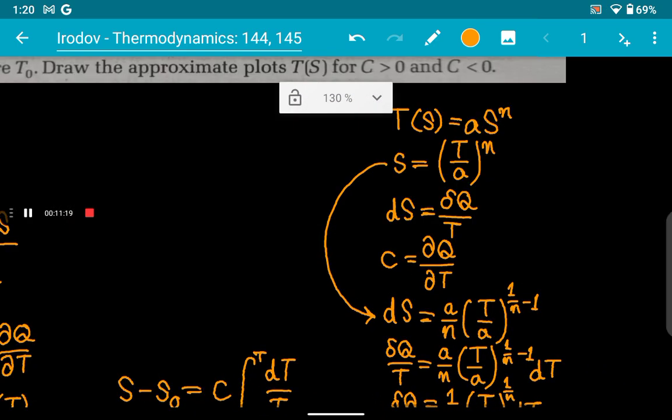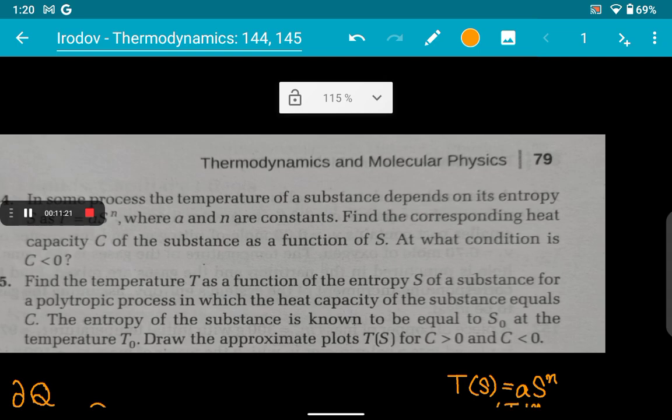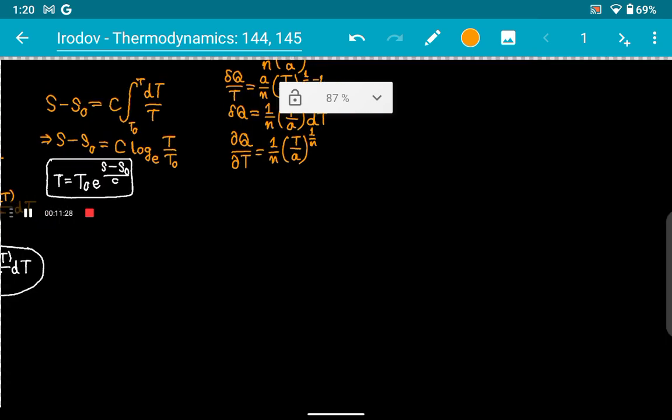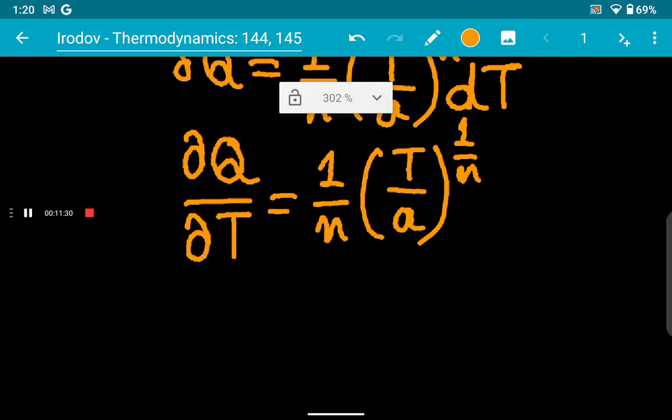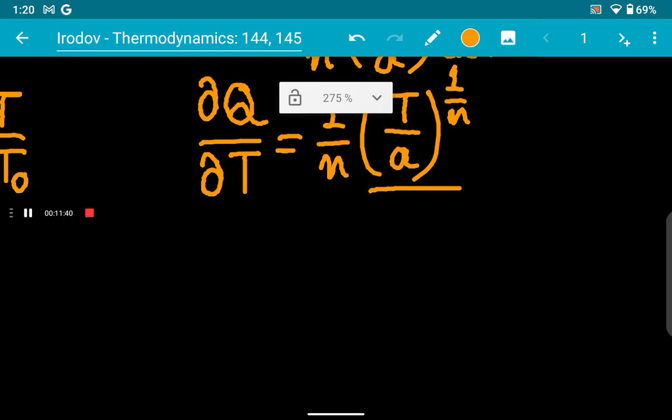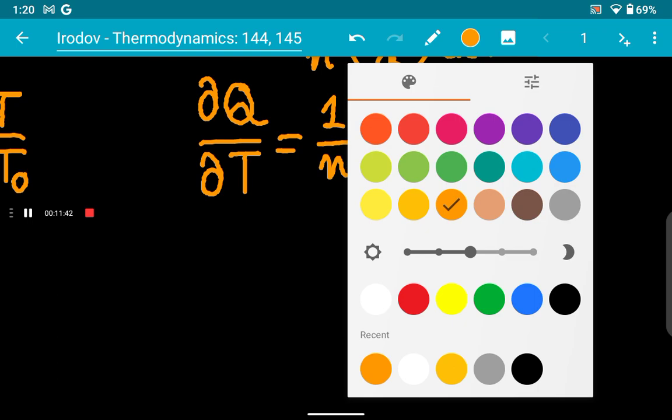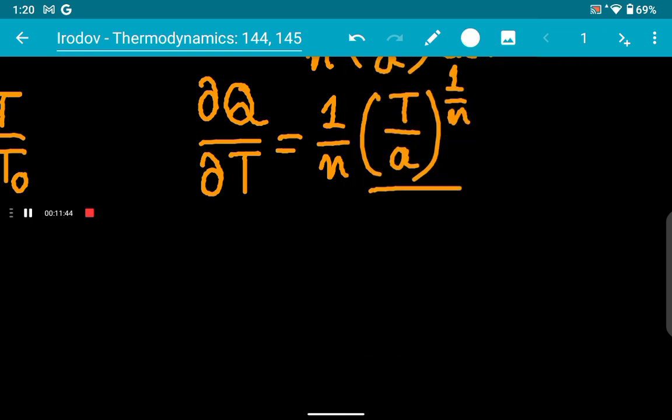In the question they have asked to find the corresponding heat capacity of the substance as a function of S. We have ascertained it as a function of T. And T by A to the power 1 by n, this term is nothing but S. So we have our final answer. Substitute S, and this is C, the left hand side. So that's the final answer.